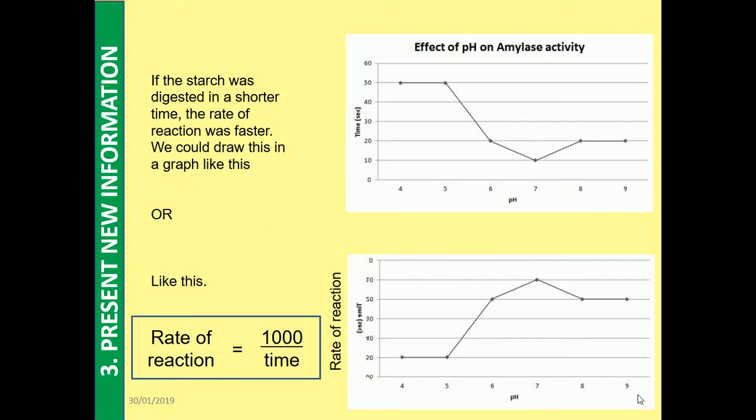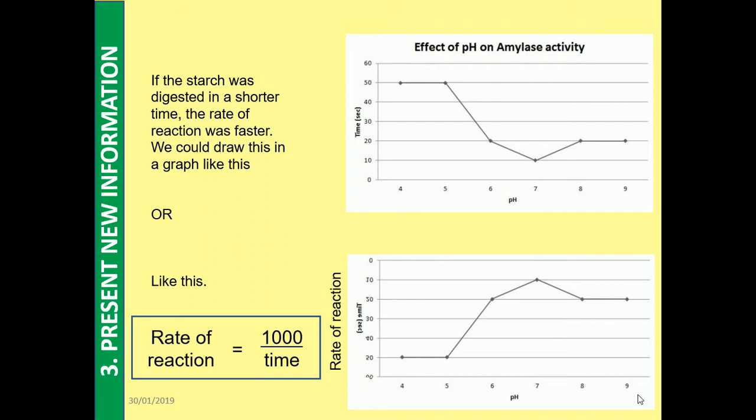And then we tested how the pH of the amylase affected the time it took for the starch to be broken down. We could see the graph in the exam in two different ways. We could see it as it is in this first graph, where we take pH on the bottom of the graph and time on the side, and a fast or short time shows a fast rate of reaction.